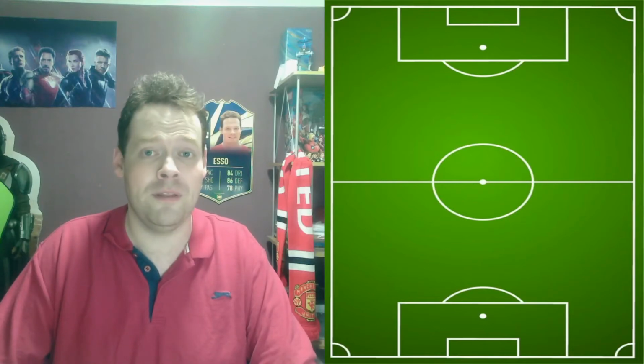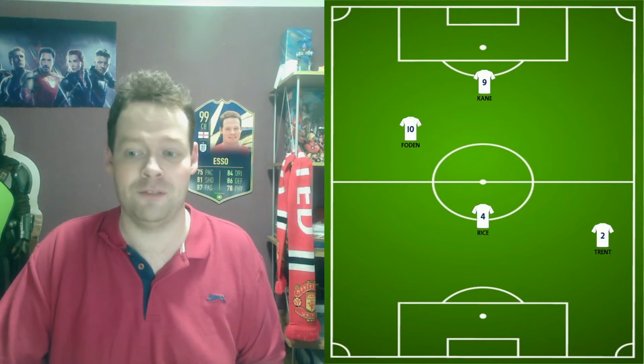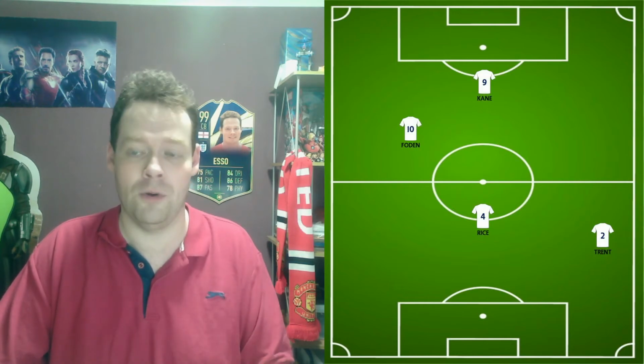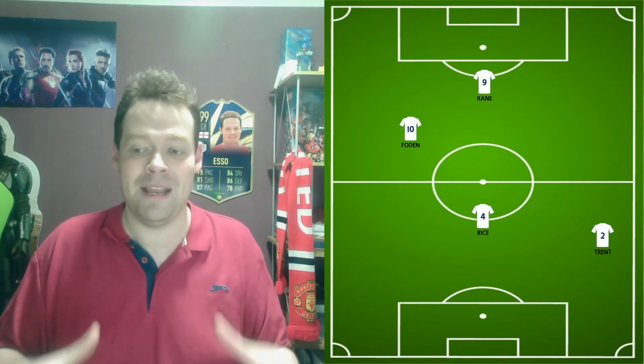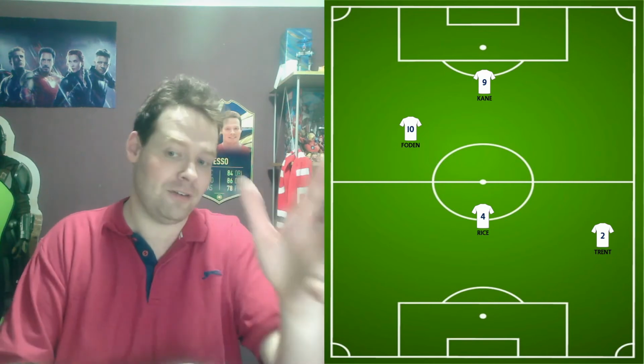So if I'm Gareth Southgate, this is what I would now be doing for the 2 remaining fixtures and then the start of the World Cup. So to start off with, you build your team around who, in my opinion, are your 4 key players. And they are these 4 players here. Trent, Rice, Foden and Kane. For me, those are our best players in their respective positions.